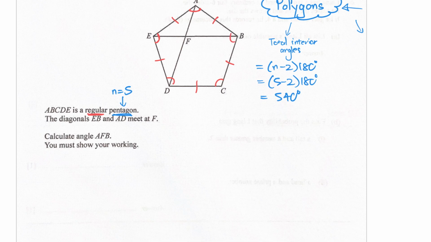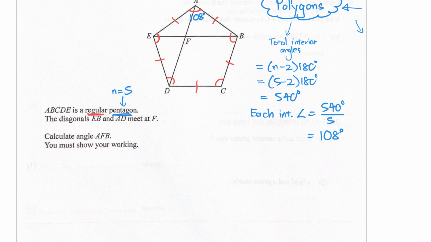So each interior angle is 540 equally divided among the 5 corners. So that gives us 108 degrees. So this is a total of 108 degrees.